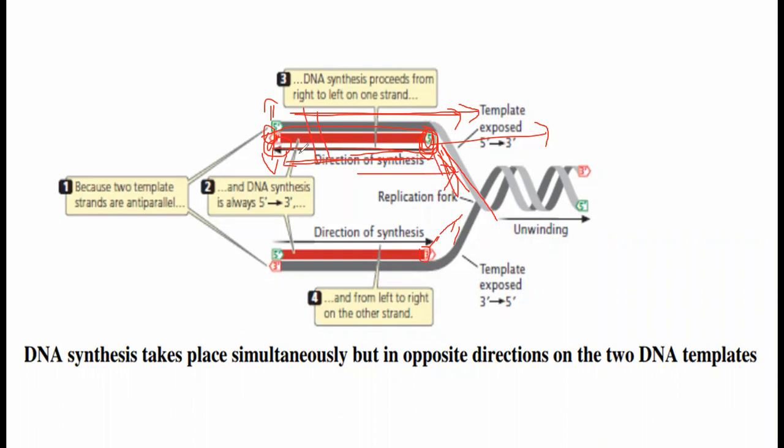So what I am telling is, this is a discontinuous, this is a discontinuous replication. So this is called as lagging strand. Remember the lagging strand है, lagging strand में discontinuous, ऐसे छोटे छोटे टुकड़ों में डीएनए रेप्लिकेशन होता है, continuous नहीं होता है। This is called as lagging strand, and here you have the leading strand where the DNA replication is continuous. Is that clear?